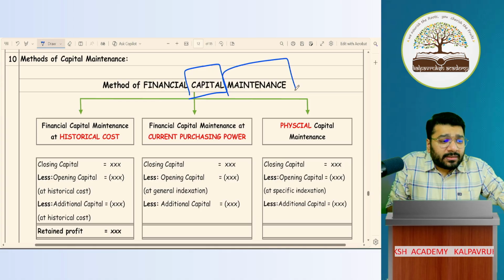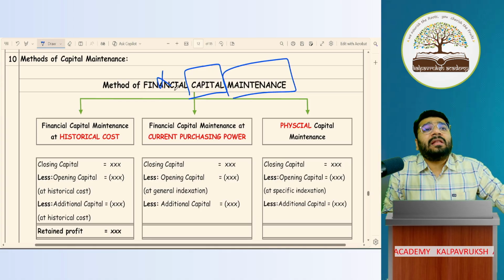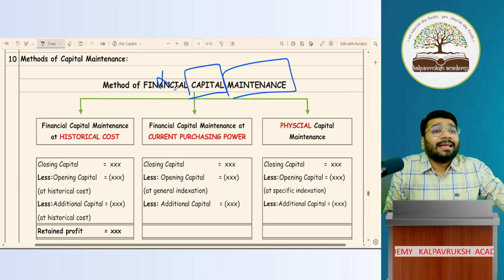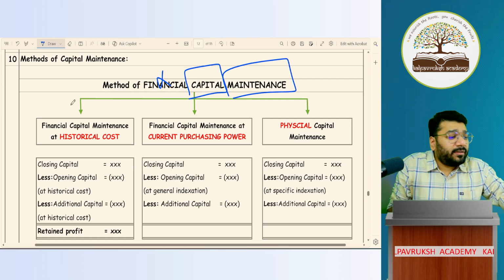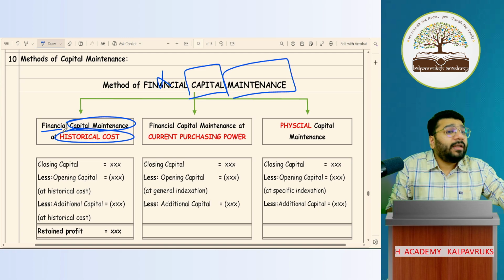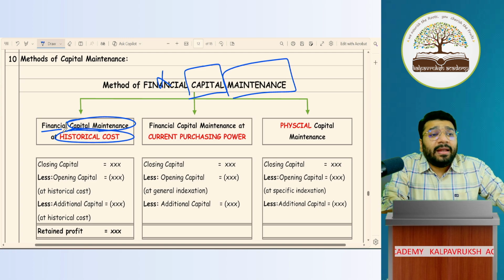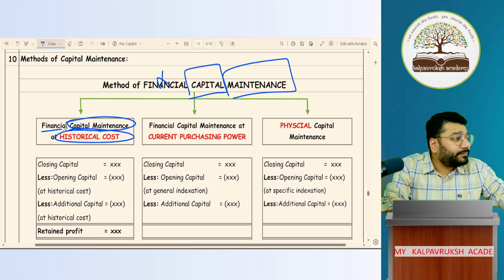Capital maintenance. Forget the term financial. What are they talking about? Capital maintenance. For this, they have come out with 3 methods. First method is financial capital maintenance, that is, capital maintenance at historical cost. What is it called? Capital maintenance at historical cost.